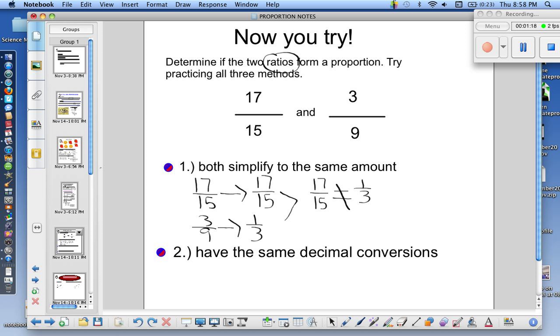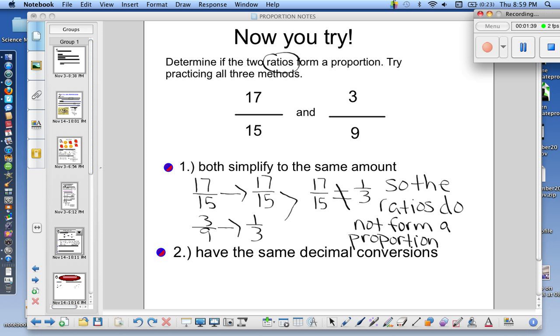So since the ratio 17 over 15 is not equal to 1 over 3, this equal sign here with that slash through it means does not equal. So the ratios are not equal, so the ratios do not form a proportion. So let's pause the video to double check that. So make sure you've written down that the ratios do not form a proportion since the ratios are not equal.